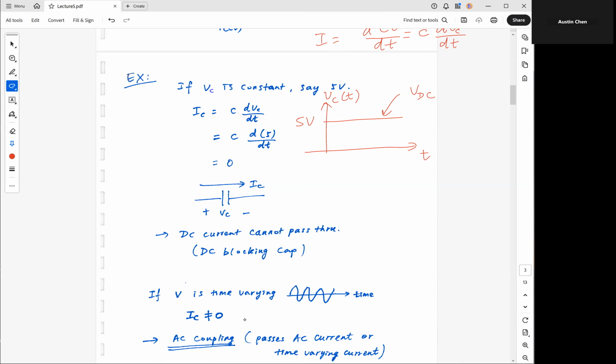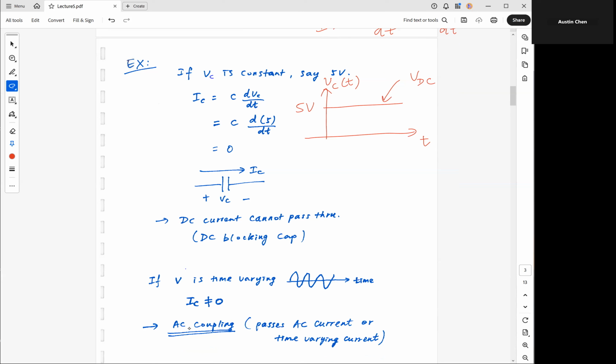So in this case, we cannot say this capacitor blocks this time varying signal. Instead, in this particular case, we'll say that the capacitor behaves like an AC coupling capacitor, which passes the AC current, or this time varying current, from one end to the other.